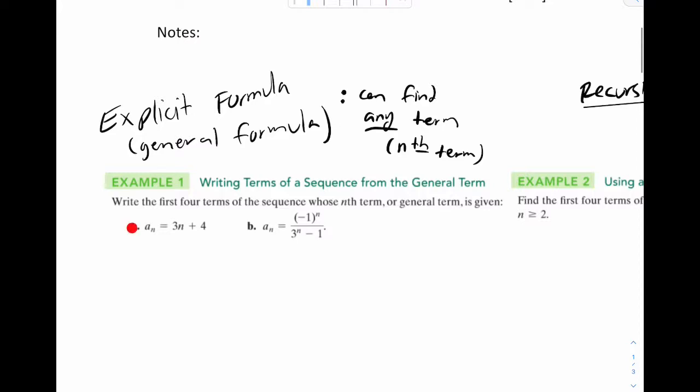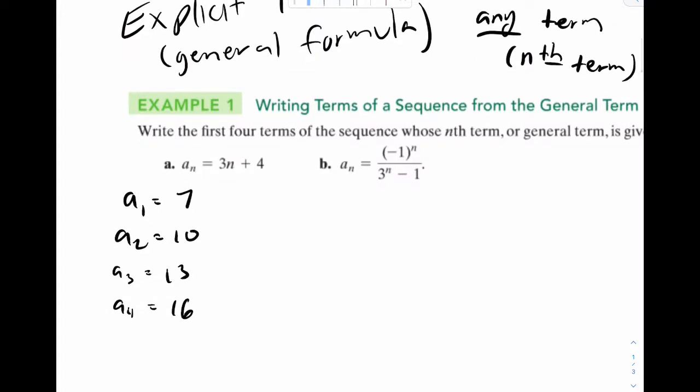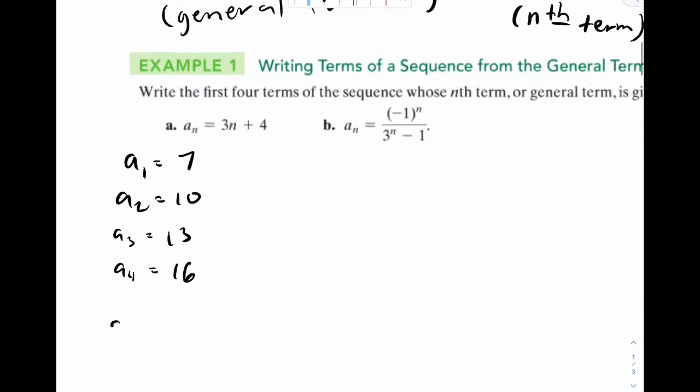So for example, in letter A, the first term you're going to write as a sub 1. Simply plug in 1, you get 7. The second term, plug in 2, you get 10. Plug in 3, you get 13. Plug in 4, you get 16. Now, the general formula, like this thing right here, can find any term. So if you wanted the 100th term, plug in 100 and you get 304. So that's why this particular formula is quite powerful. Let's try B.